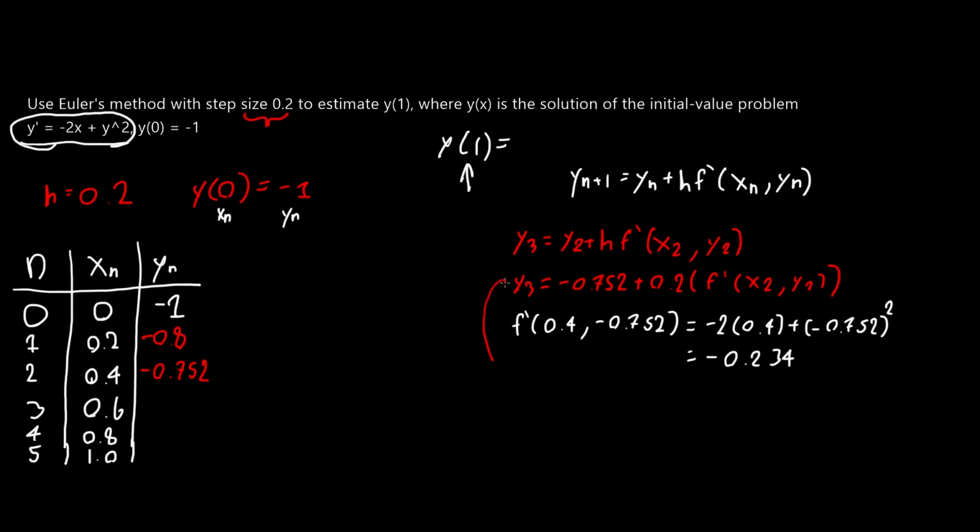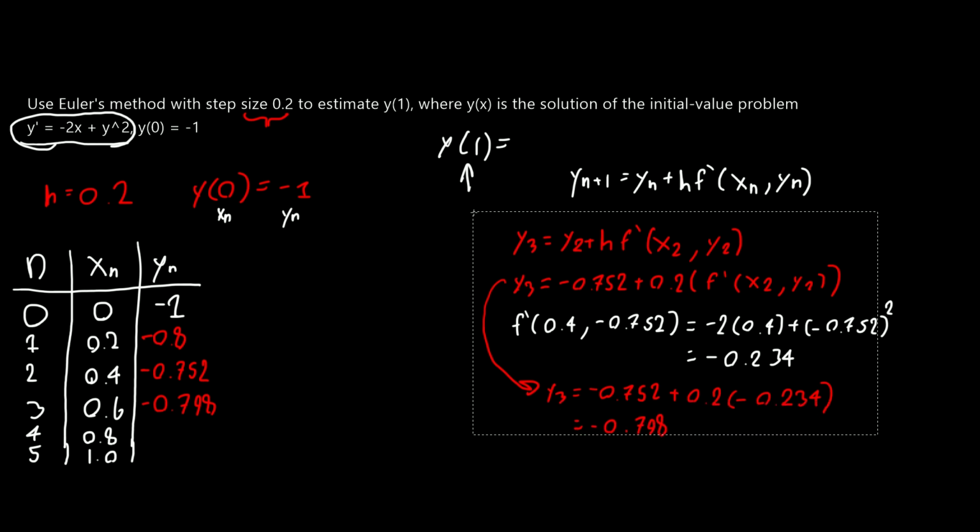So now let's move back to Euler's equation. So y sub 3 will equal negative 0.752 plus 0.2 multiplied by negative 0.234. So now our answer will be negative 0.79. So let's go ahead and write that down. So negative 0.798.